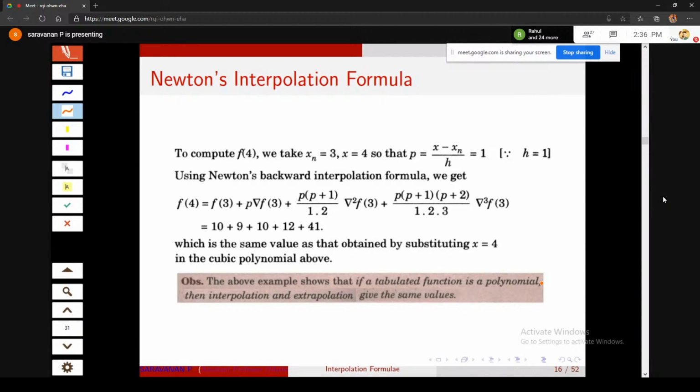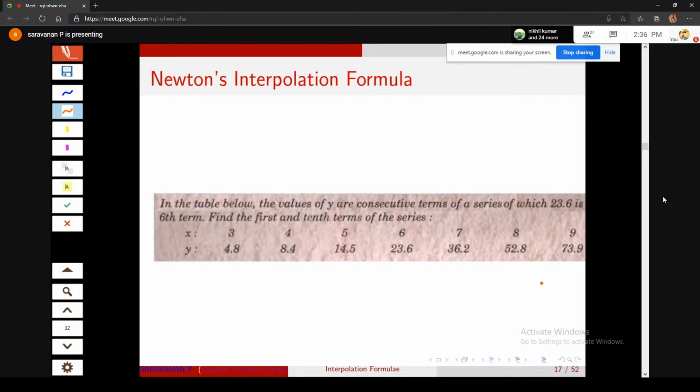Suppose it is not a polynomial, if it is some other function, then we are actually approximating that function by a polynomial. There is a difference between these two. Are you getting this? Suppose the given values are exactly given by a polynomial, then forward and backward will give the same polynomial. If it is some other function, then with forward and backward we are actually approximating that function by a polynomial. So definitely there will be a difference. There is an error.